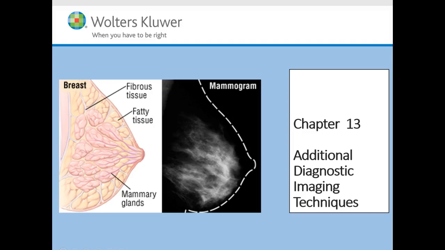Hello, this chapter is going to cover additional diagnostic imaging techniques and talk a little bit more about the staging of cancer and surveillance for metastases.